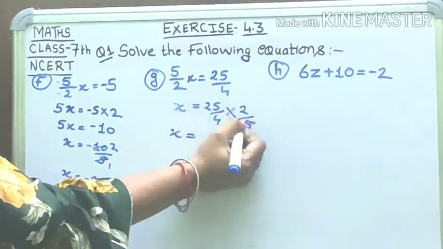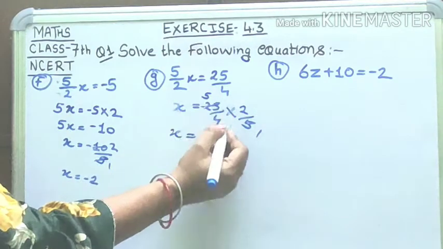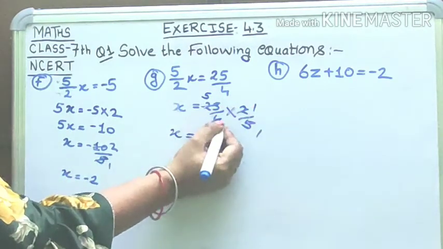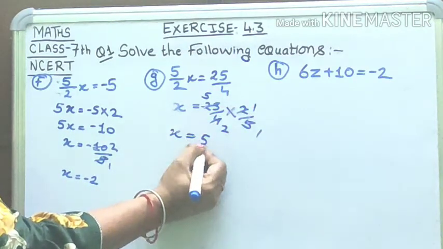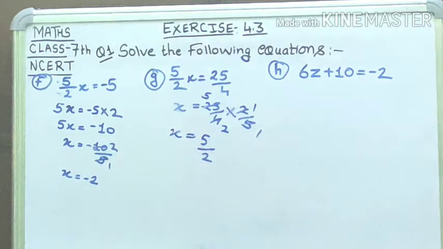Now solve it. 5 1s are 5, 5 5s are 25, 2 1s are 2, 2 2s are 4. So the answer is 5 upon 2. x equal to 5 upon 2 is the answer.